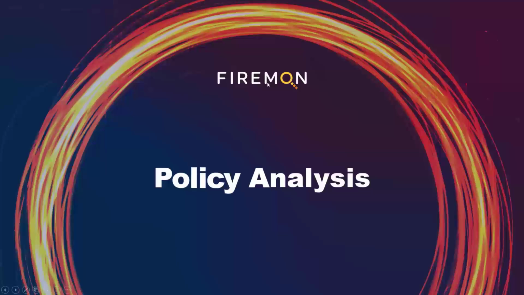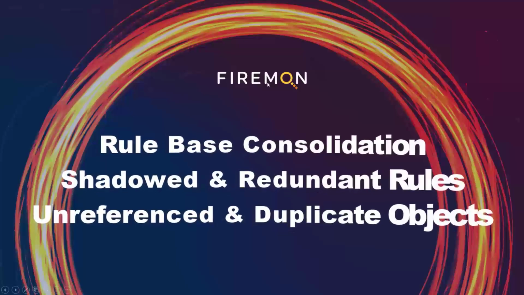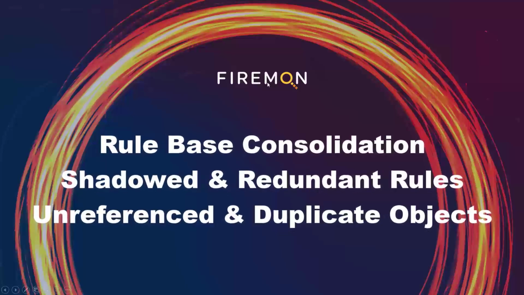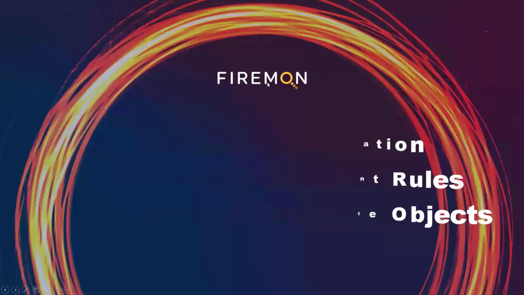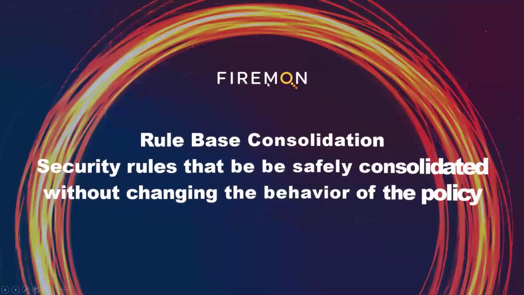For policy analysis, we're going to focus on rule-based consolidation and how to find shadowed and redundant rules. Along with that, we'll also learn how to find unreferenced and duplicate network and service objects. To start, let's look at rule-based consolidation and what it means.